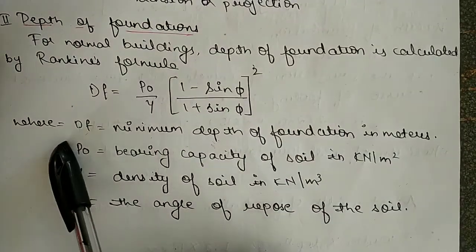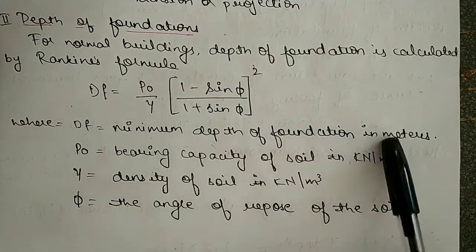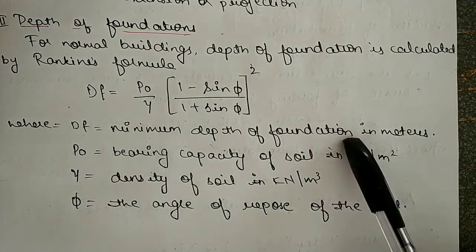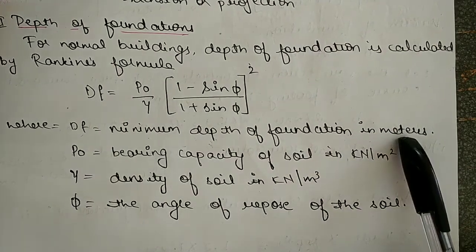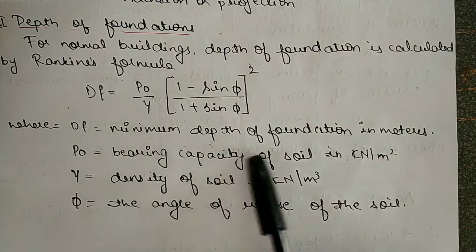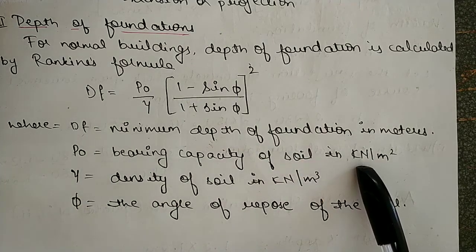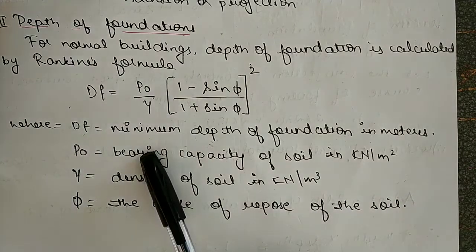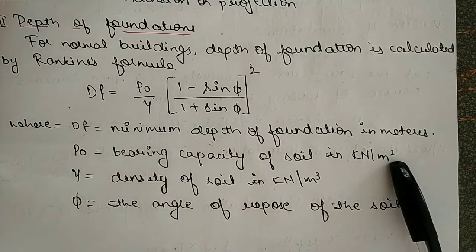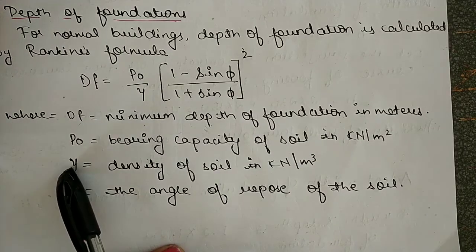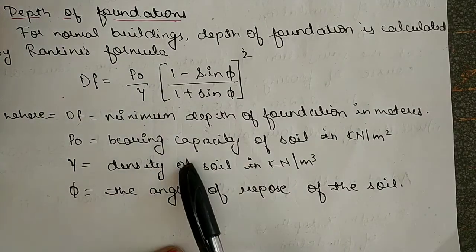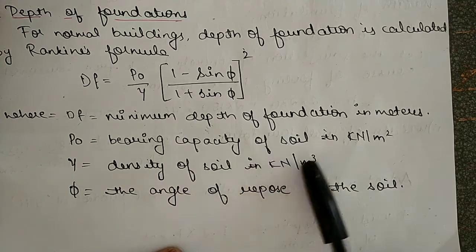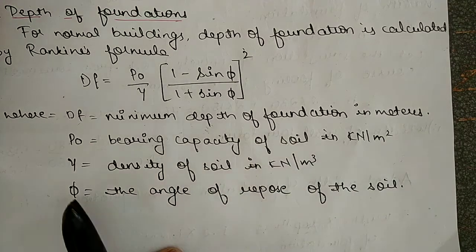where Df is the minimum depth of the foundation in meters. जो df है वो depth of the foundation है किसमें? Meters में. Then p naught is the bearing capacity of the soil in kilonewton per meter square. Whatever is this, p naught is the SBC of the soil in kilonewton per meter square. Then is gamma. Gamma is nothing but the density of the soil, or you can say the unit weight of the soil, which is in kilonewton per meter cube. Then is this phi.